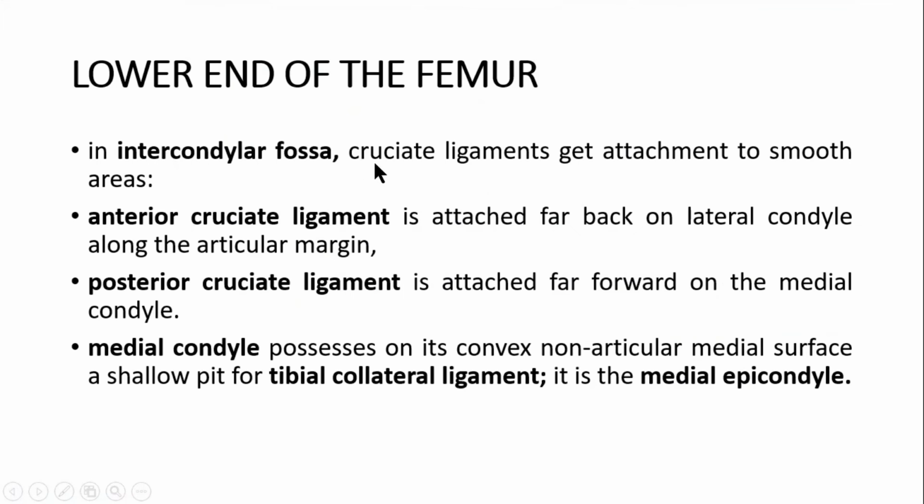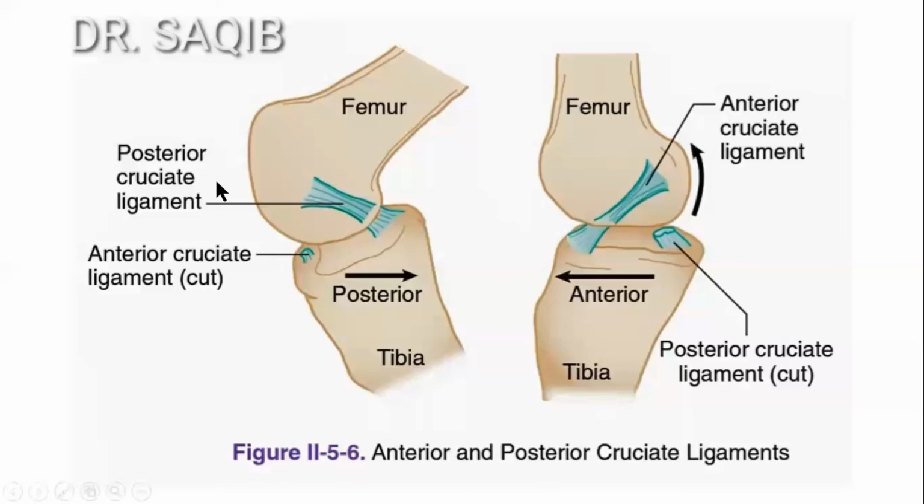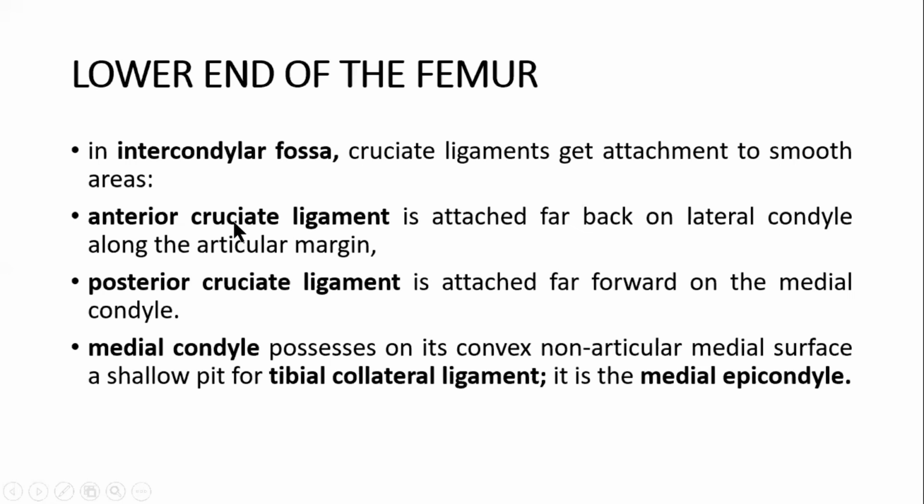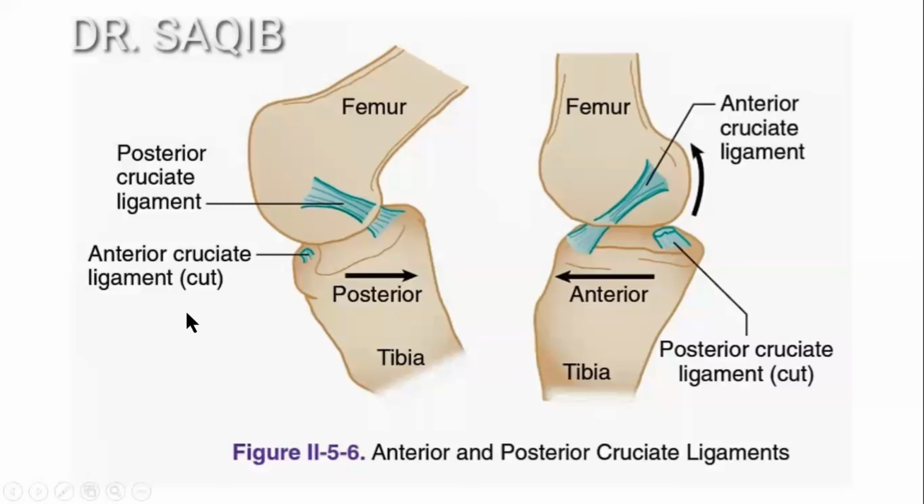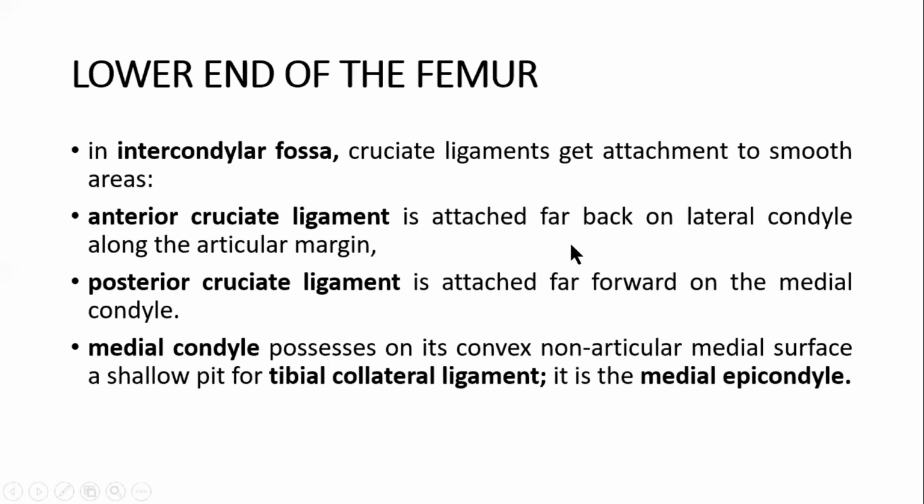In the intercondylar fossa, cruciate ligaments get attachment to smooth areas, where the anterior cruciate ligament is attached far back on the lateral condyle along the articular margin. You could see this. This is the anterior cruciate ligament, right? And this is the posterior cruciate ligament. You follow the attachments over here. Again, the anterior cruciate ligament is attached far back on the lateral condyle along the articular margin. Posterior cruciate ligament is attached far forward on the medial condyle. Again, you see this, this is posterior, this is anterior cruciate ligament.